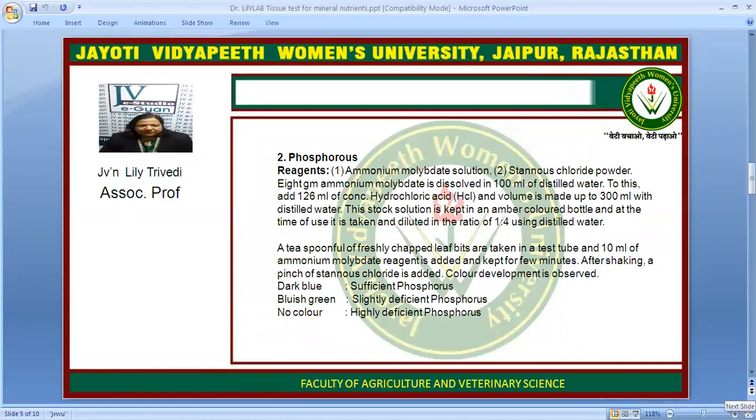For phosphorus, the reagents are ammonium molybdate solution and stannous chloride powder. 8 gram of ammonium molybdate is dissolved in 100 ml of distilled water. To this, 126 ml of concentrated hydrochloric acid is added and made up to 300 ml with distilled water. The stock solution is kept in an amber color bottle, and when it is used, it is diluted in the ratio of 1:4. A teaspoon of freshly chopped leaves is taken in a test tube and 10 ml of this reagent is added and kept for a few minutes. After shaking, a pinch of stannous chloride is added. Dark blue color indicates sufficient phosphorus, bluish green indicates slightly deficient, but no color means highly deficient phosphorus.